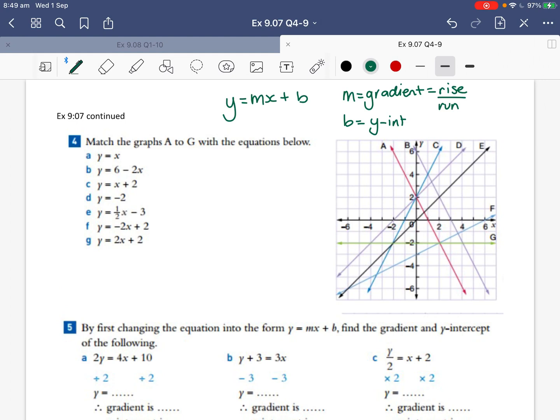So what I'm going to do is look at my graphs. I'm just going to do A and B, and then you can do C to G and match them. So for A, we have the equation y equals x. Now, what I'm going to do is find my gradient and my y-intercept of this graph.